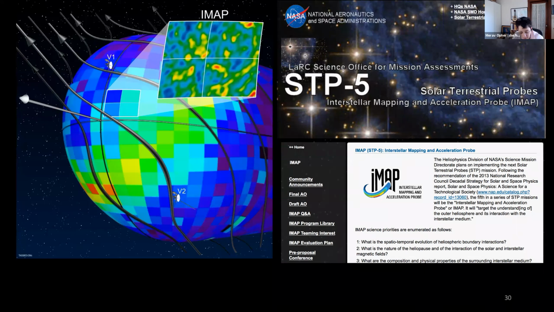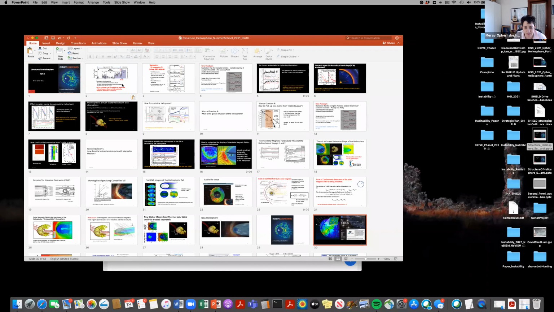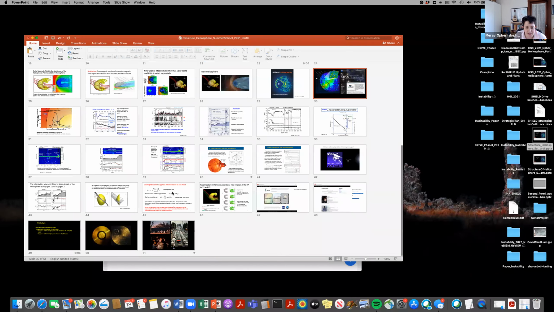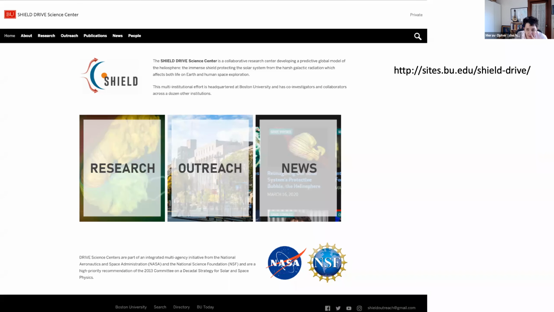I think what I will do, since I only have 5 more minutes, is skip to the last slides. I'm going to skip some of the physics. First of all, I wanted to tell you, if you want to go, here's SHIELD again. We have a big component of shielding outreach.